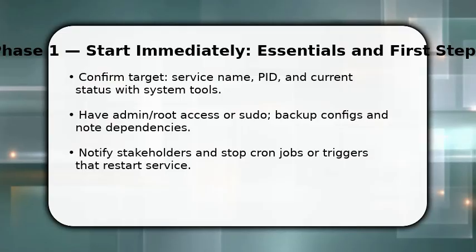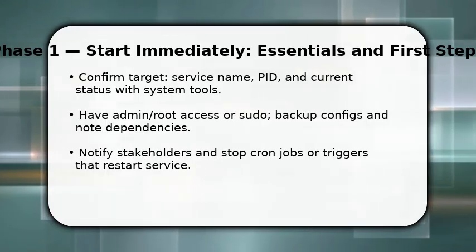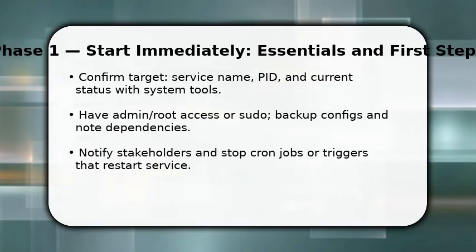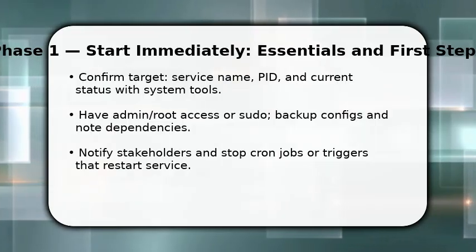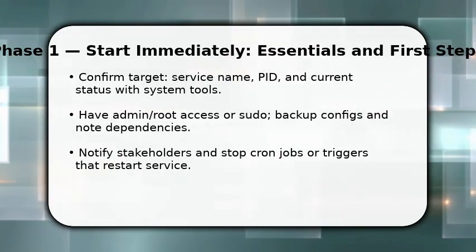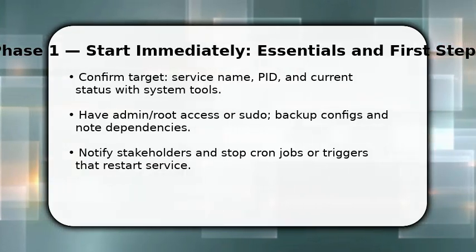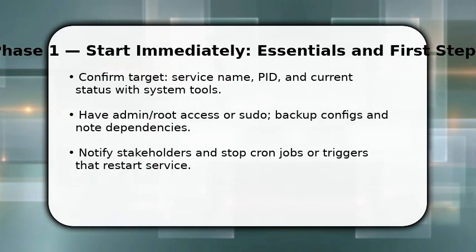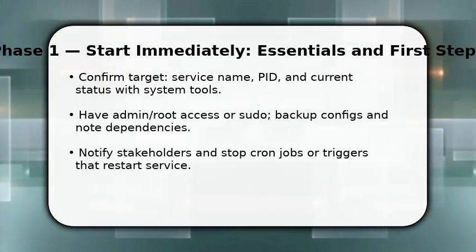Enjoy the video. You start by identifying the exact VIL service unit and why you must stop it. This ensures you don't halt a critical dependency. Use system tools to read name, PID, and status, and verify you have sudo or root access to make changes. Once done, backup configuration files and note other services that depend on VIL, and pause any scheduled tasks or watches that could relaunch it. This prevents immediate restart while you proceed to the safe stop steps.